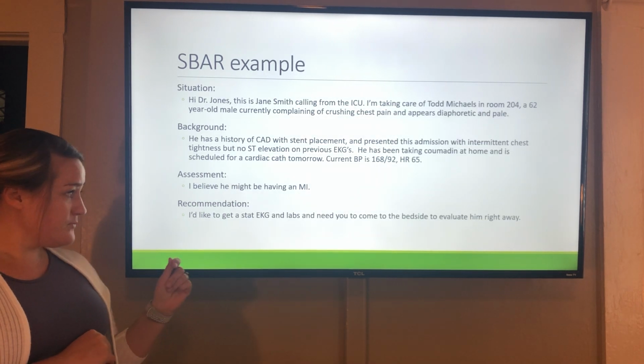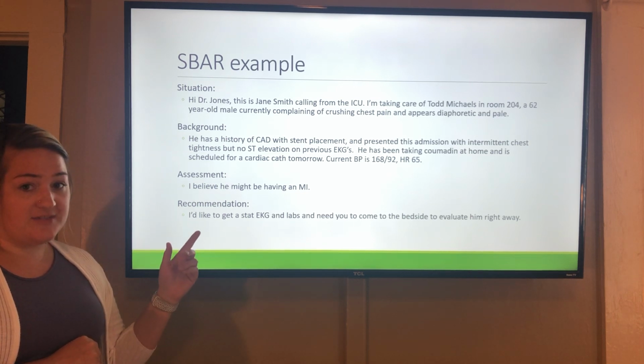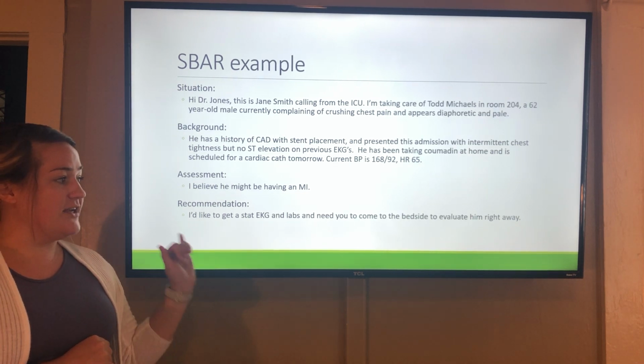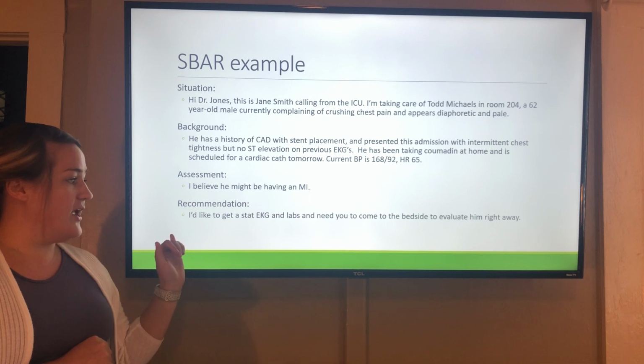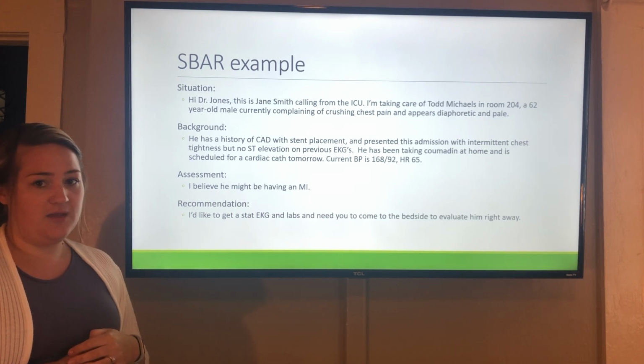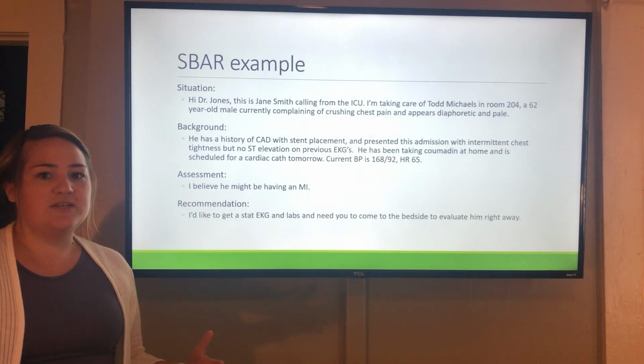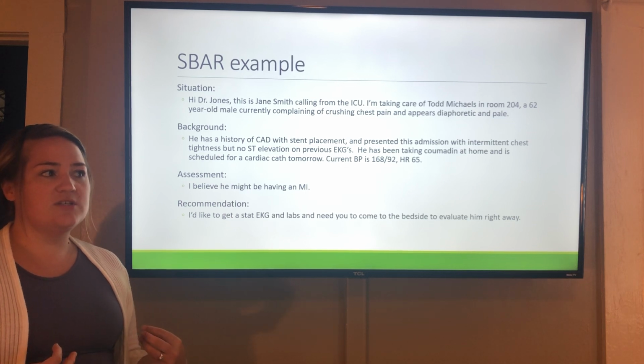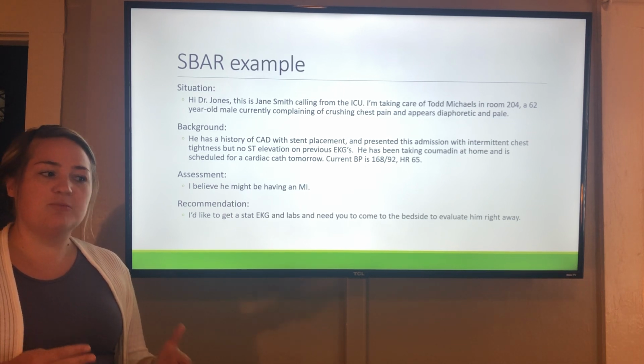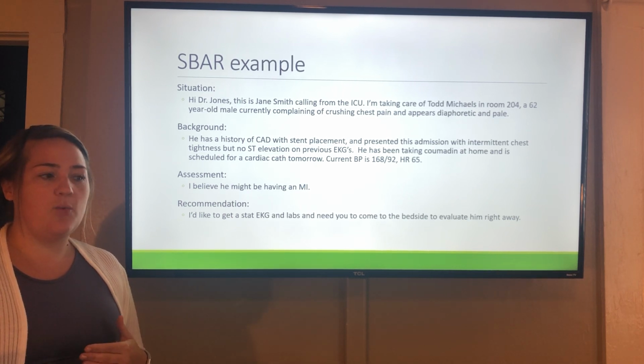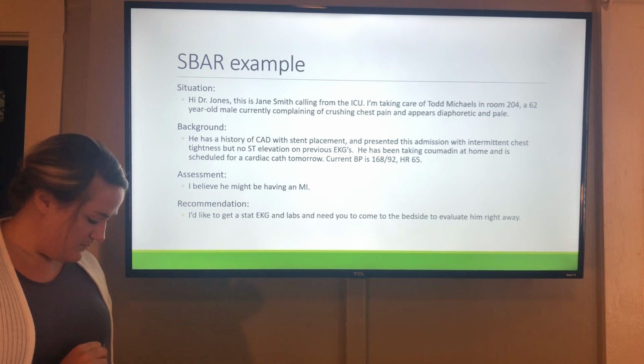And then I said what I thought was happening with the patient, and I gave my recommendation. I said I needed him to the bedside right away, and I'd really like to get this stuff right now. So the physician might not always take your recommendation, but it is always good to give one so it kind of gets everybody on the same page for what you're thinking and what they might be thinking as well.